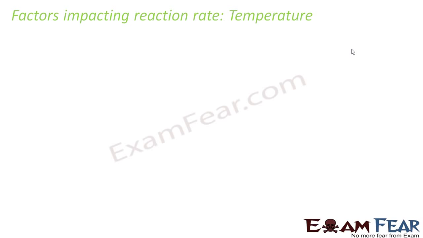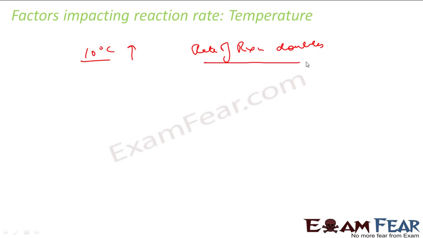And for most chemical reactions, we will see that for every 10 degrees Celsius rise, the rate of reaction doubles. This is an experimental thing. We'll see this when we talk about the Arrhenius equation.